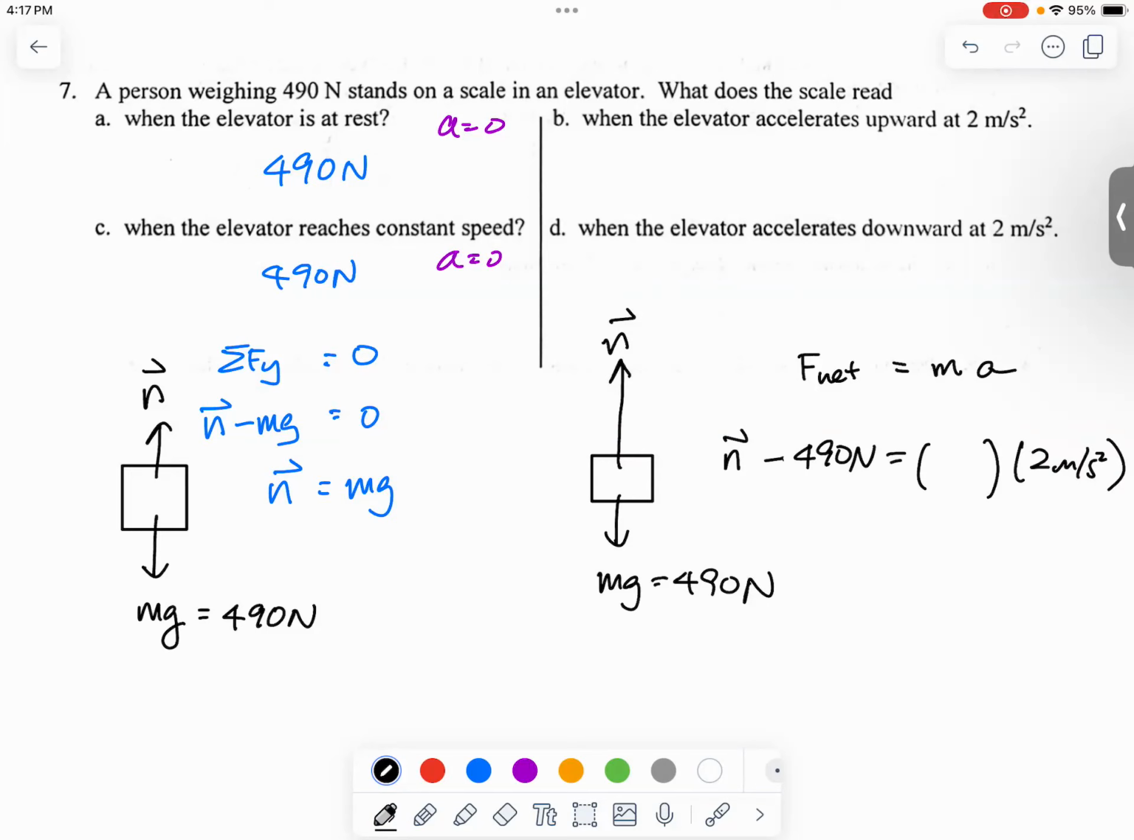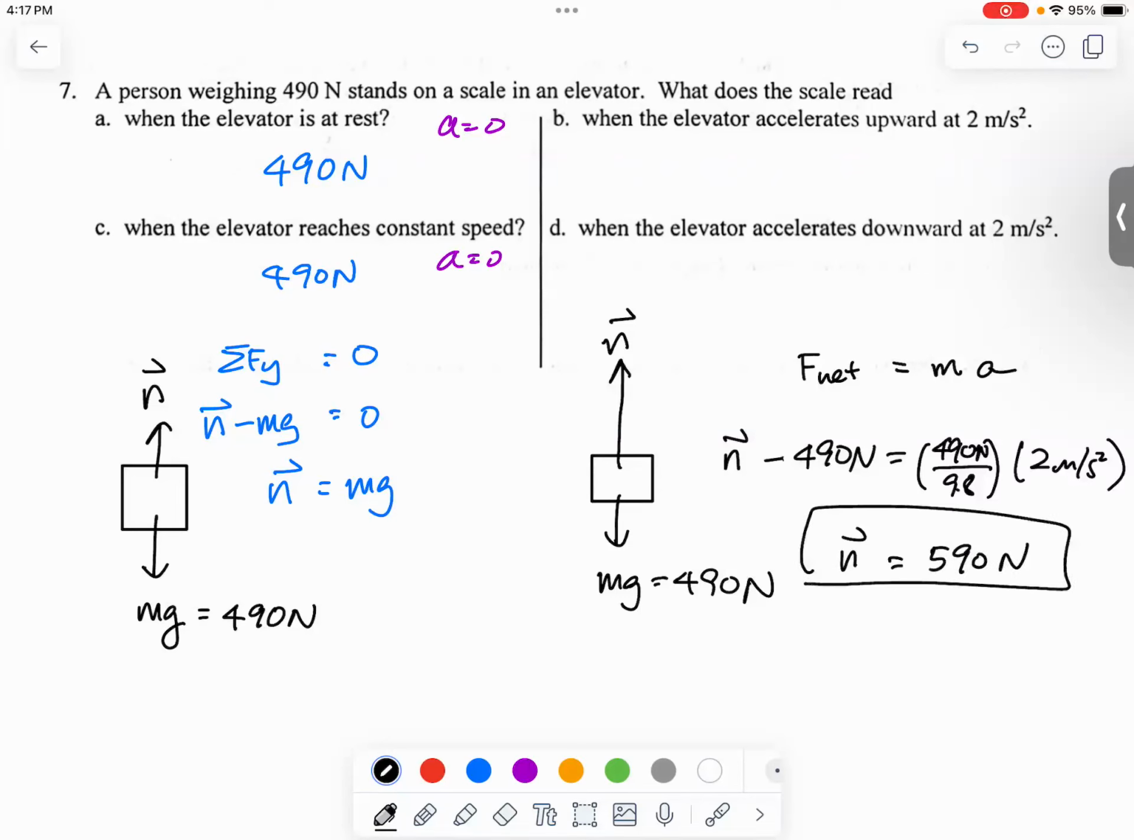did they give you mass? It didn't give you mass. Can you get the mass? By doing 490 newtons divided by 9.8. F is equal to mg, or W is equal to mg. All right, so your normal force will simply get added to the other side. So 490 divided by 9.8, which is 50, times 2, 100, plus 490.